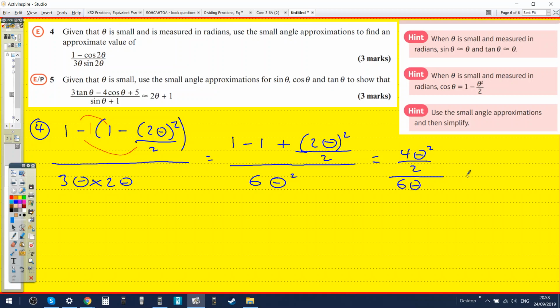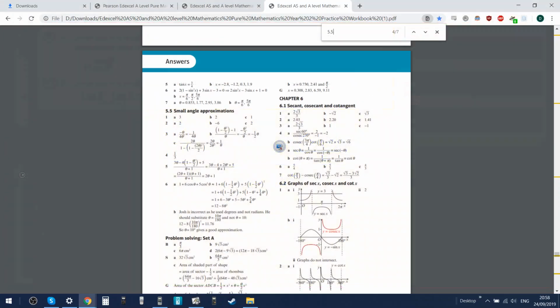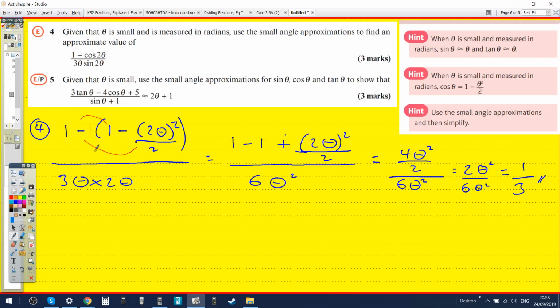And then that can equal theta over 3. Oh, it's 6 theta squared at the bottom, yeah. So then it's just a third. Yes, that is 1/3. And if we go there, we see that tiny little a third. Question 4. Okay, question 5.